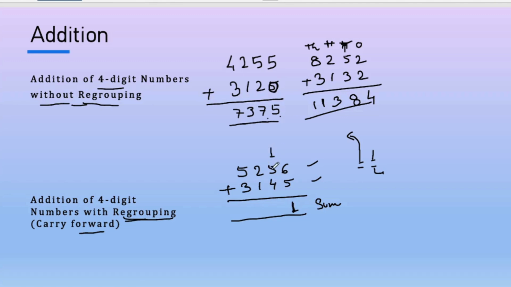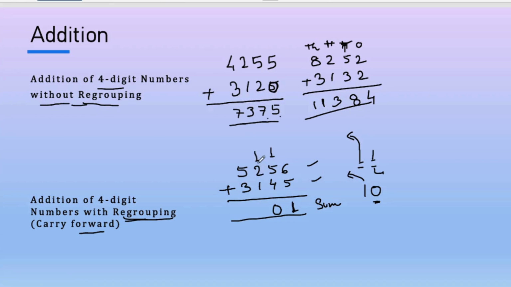Now let's add these three numbers. 1 plus 5 is 6. 6 plus 4 is 10. How do you write 10? This is how you write 10. At unit place or ones place it is 0. So you will write 0 here and this tens place will be carry forward. So it will be carry forward here.